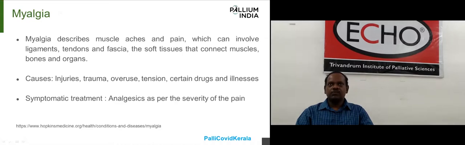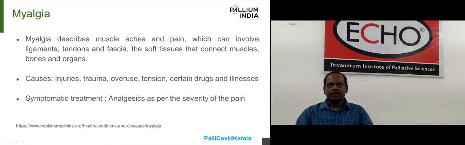So first we will move on to myalgia. Myalgia, as we already told, occurs in about 11 to 35% of patients. These are the aches and pains that occur in muscles, but they can also occur in relation with ligaments, tendons, fascia, and soft tissue that connects muscles, bones, and organs.